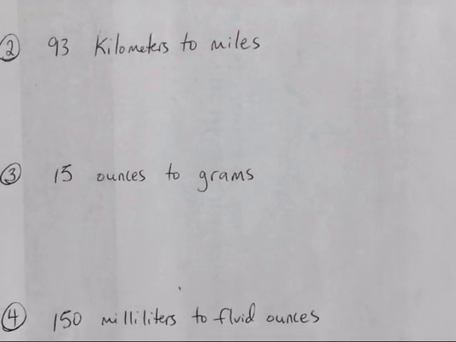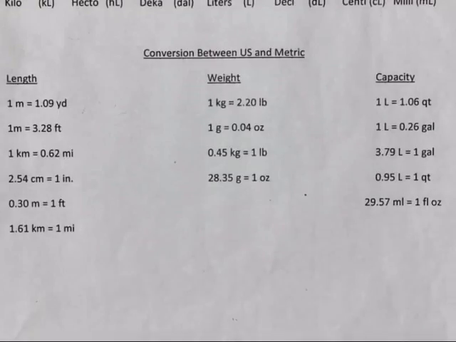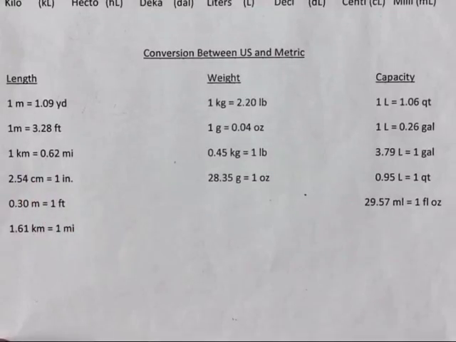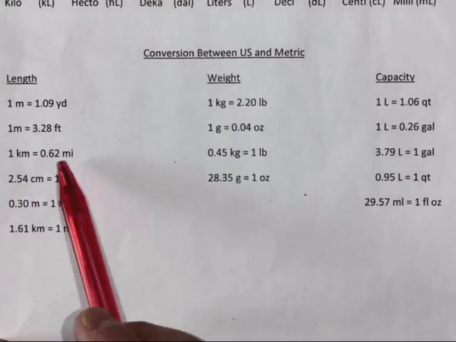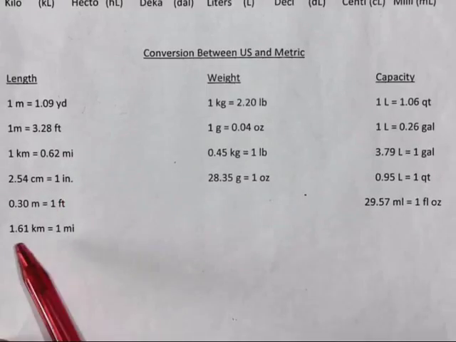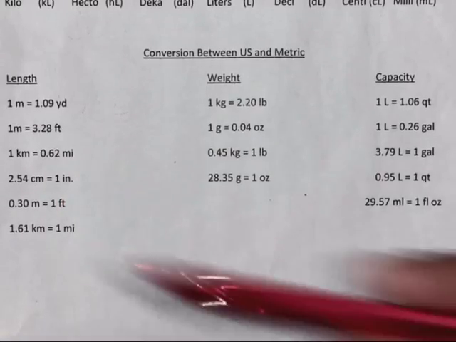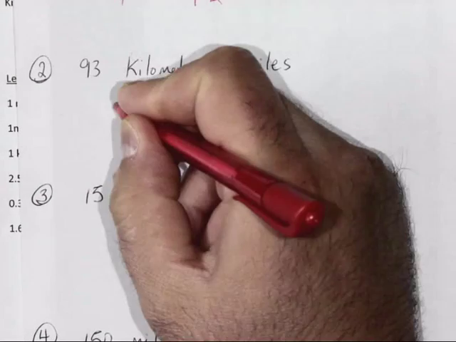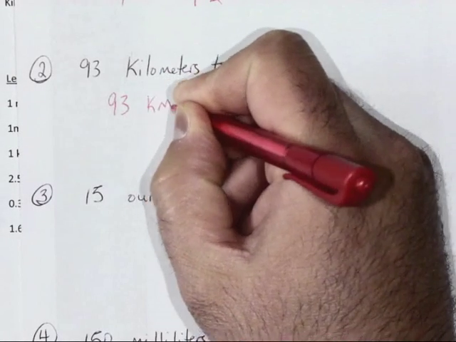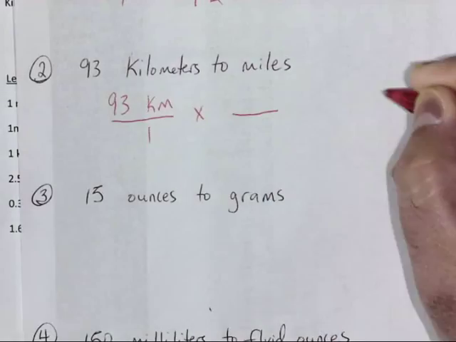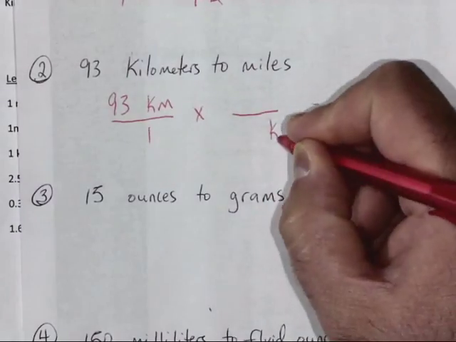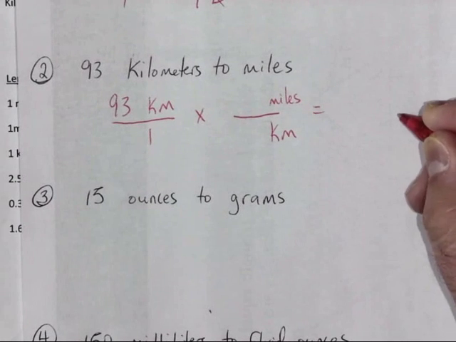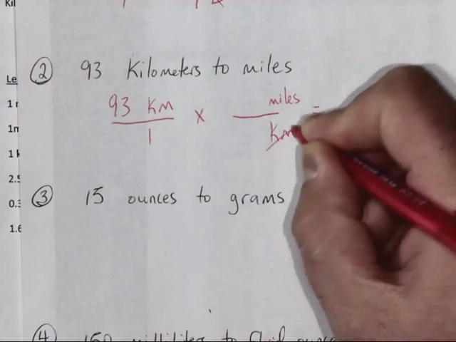93 kilometers to miles. So this is length. So we're in here. Once again, we've got two conversions: kilometers to miles. So how many miles is in 1 kilometer? How many kilometers are in 1 mile? So you've got both. You can use either here. So set this up. 93 kilometers. We're going to put km on the bottom, miles on top.